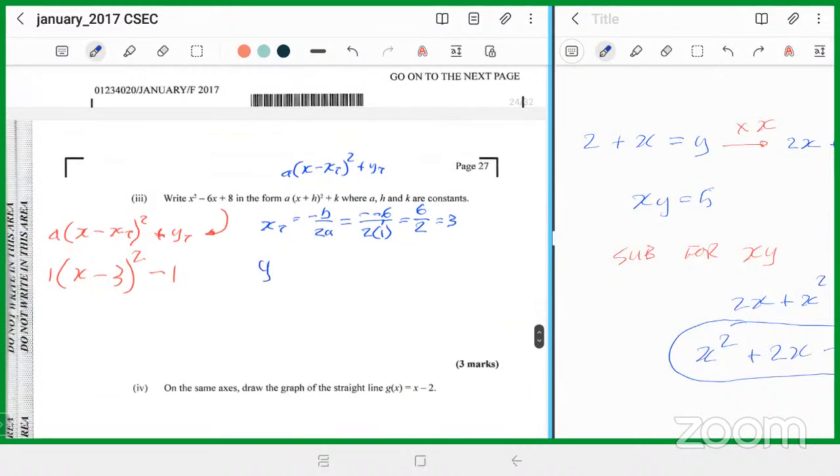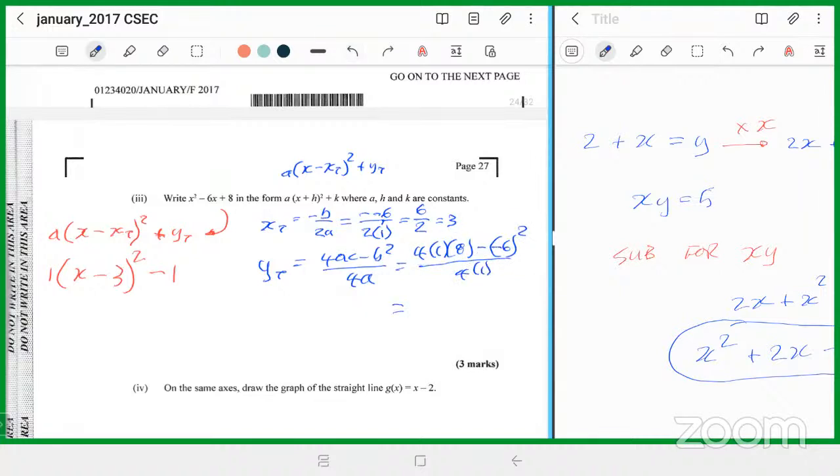Yt now. Yt is 4ac minus b squared over 4a. Or we can take the 3 and plug it into the function. That's another way to calculate yt, by plugging the values into the function. Let's say we're using the formula. It will be 4 times a, the a is 1, times c, the c is 8, minus b squared, the b is -6 squared, divided by 4 times a, the a is 1.